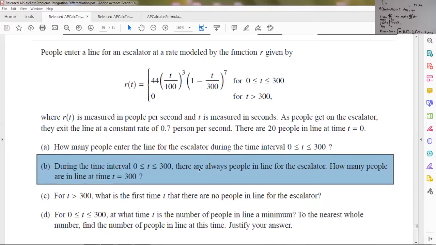Okay, let's see this one. Any idea how to solve it according to the information we have? No? Read the problem. That's why this problem was very much discussed after the test. You understood the first question, we did it. What about the second one? There are always people in line for the escalator. How many people are in line at time 300? What do you think?